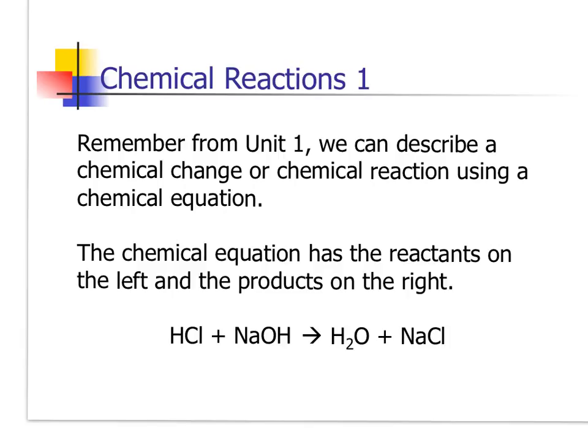Because remember, back in Unit 1, we described chemical reactions or chemical changes using an equation. We talked about the left and right: the chemical equation has a reactant side, which is on the left, and then a product side, which is on the right. Those give us this kind of what goes into the beaker, what happens inside the beaker, or what comes out of it.